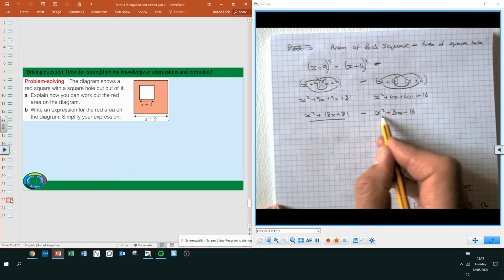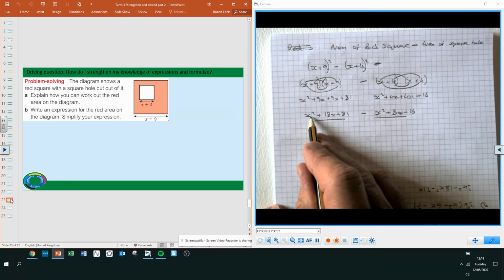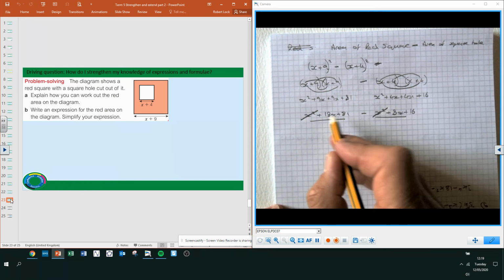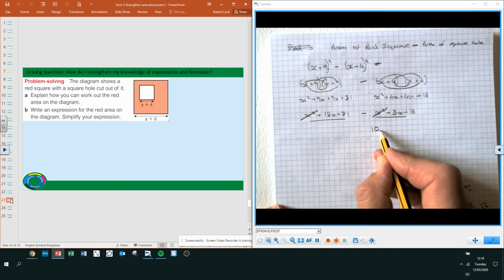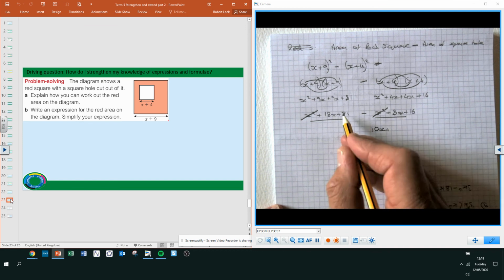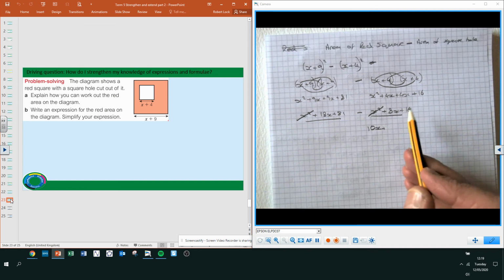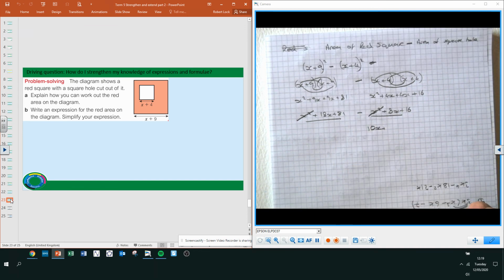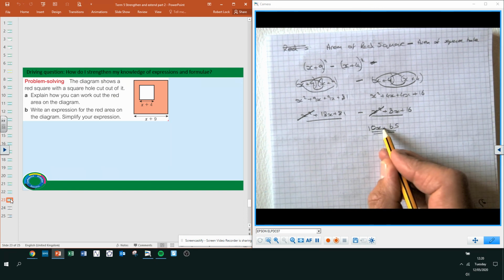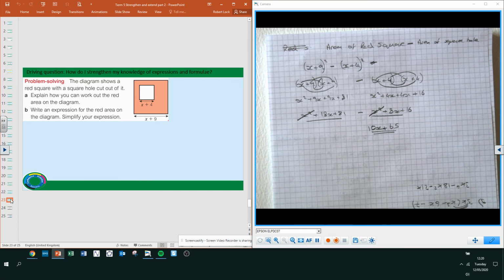We're taking it away from each other. So x squared take away x squared is nothing. 8x from 18x is 10x plus 16 away from 81. I'll take 10 away from 81 makes 71. If I take 6 away from 71, I make 65. And there's the answer. 10x plus 65.